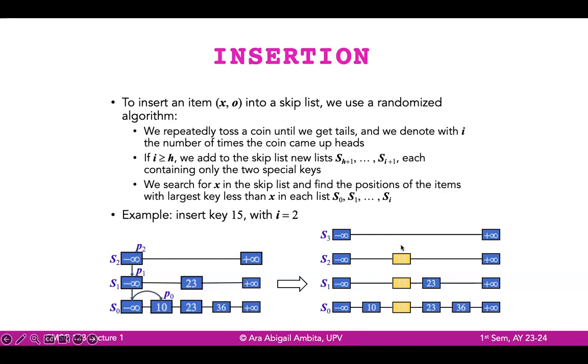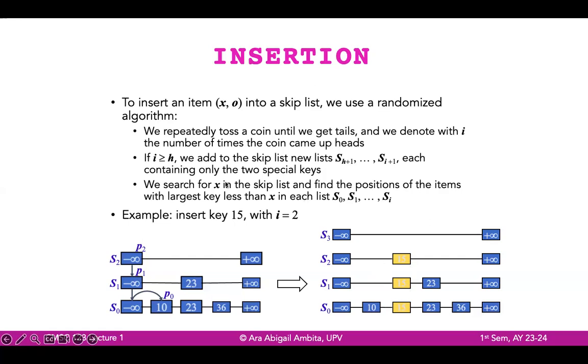That's it for insertion. If you remember earlier, we had i greater than or equal to h, and since i equals 2 and that is equal to the initial h, we have to add another list containing 15, the new element, including the special keys negative and positive infinity. And of course, we shouldn't forget the last list, which contains only these two special keys. I hope you have understood what we needed.